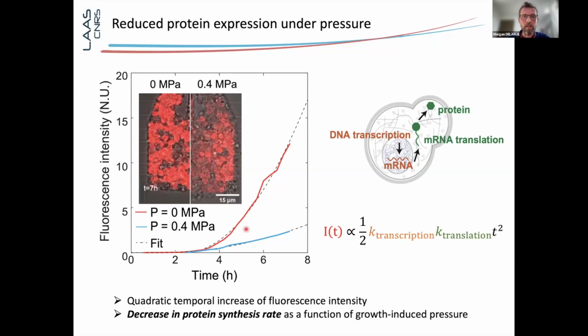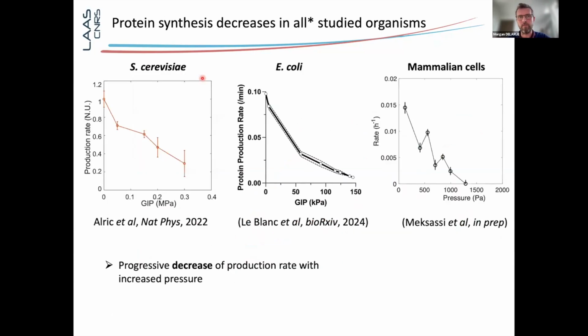So we can model this rise in fluorescence intensity. I won't bother you with the details unless you're interested. But basically what we can extract is an effective protein production rate as a function of pressure. And that we can do again for all the organisms. And what we have shown is that there's some sort of universal decrease in protein production as pressure builds up.